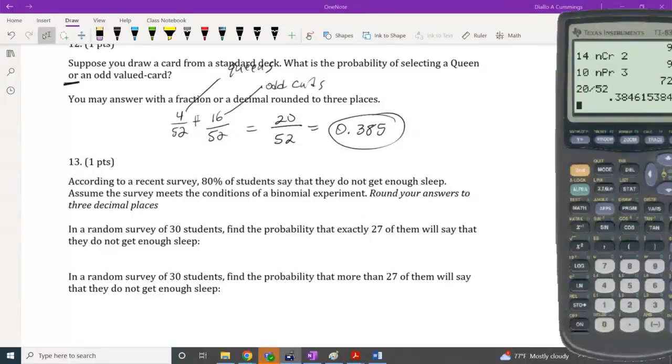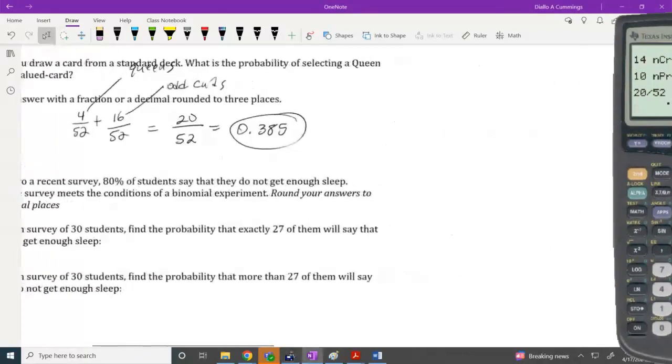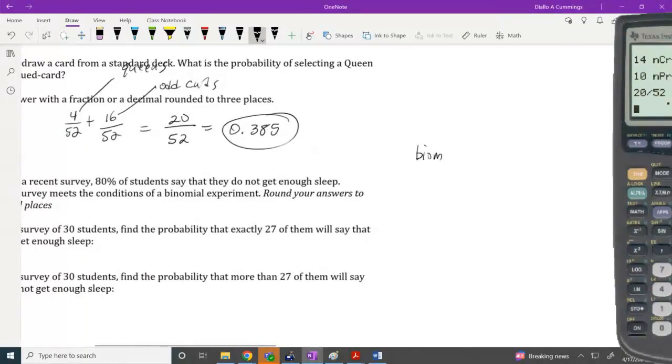All right, now 13 deals with the binomial experiment. Remember with the binomial, we had the binomial PDF, which gives you the probability for an exact value. And then we had the CDF, and the CDF of the binomial gives you the probabilities from that number and all of the numbers before it added together. So just to review that binomial stuff.